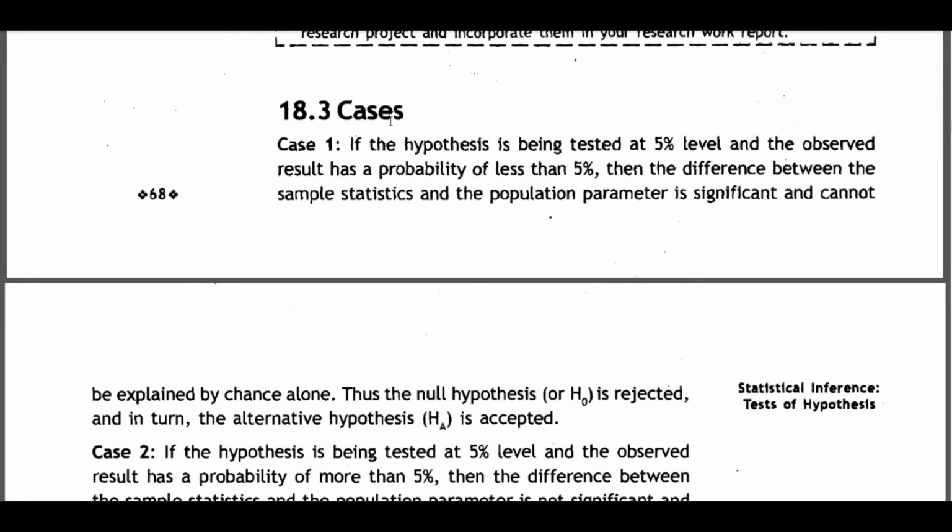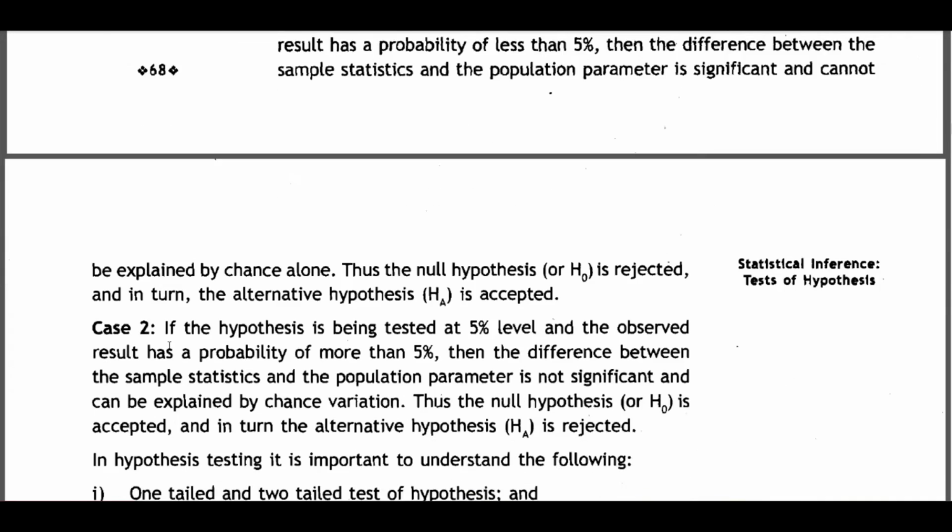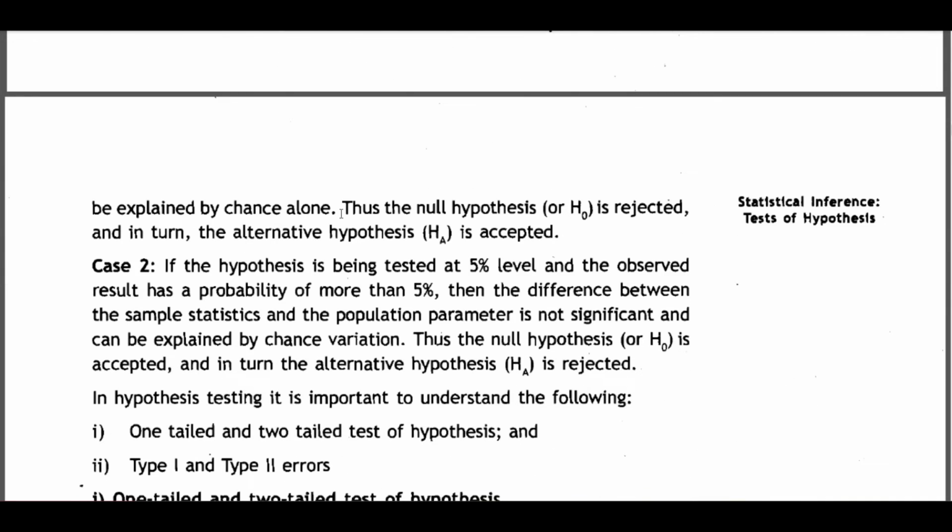18.3 Cases. Case 1. If the hypothesis is being tested at the 5% level and the observed result has a probability of less than 5%, then the difference between the sample statistic and the population parameter is significant and cannot be explained by chance alone. Thus, the null hypothesis H0 is rejected, and in turn, the alternative hypothesis HA is accepted.